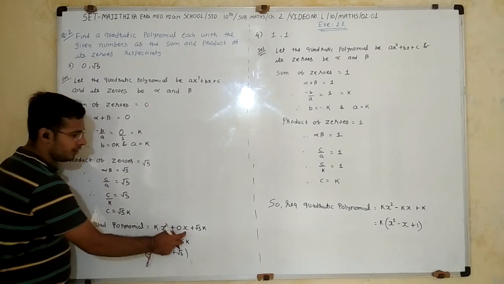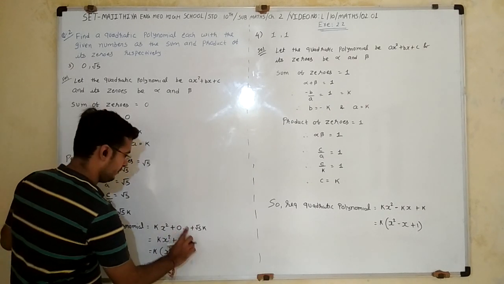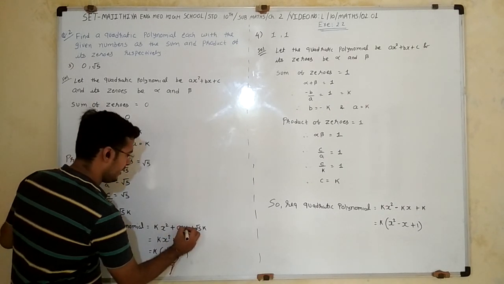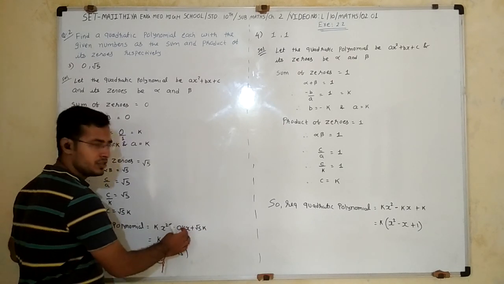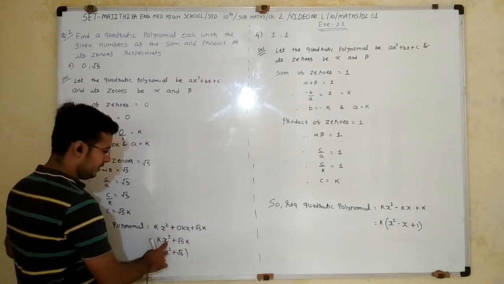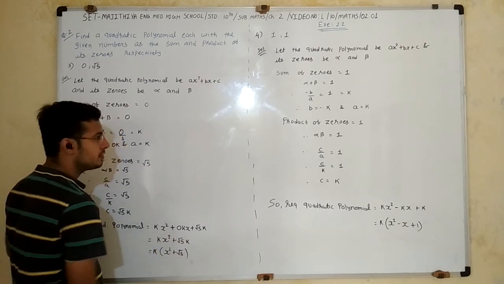I am just putting the values here. ax square plus 0k x plus root 5 k. So 0 into k is 0, and 0 into x is 0. So I am left with kx square plus root 5 k. Taking k common, we get x square plus root 5.